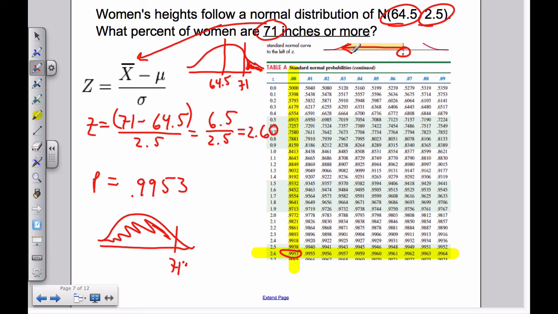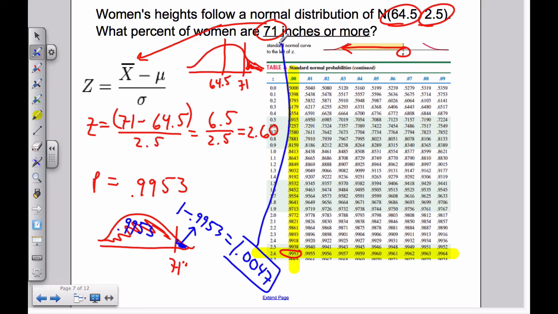So what I need to do is I'm interested in the blue area right here, this upper part. So if you're telling me this is 0.9953, well then what's left over out of 1 or 100% is this blue probability. So 1 minus 0.9953, which is 0.0047. That's your probability that we're going to find a female that is 71 inches or more. That's my final answer, 0.0047.